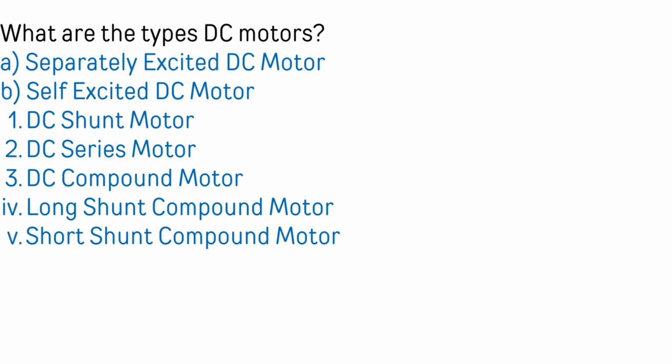The DC compound motors are again classified into two more types. One is cumulative compound DC motor as well as differential compound DC motor. In cumulative compound DC motor, the shunt field winding and series field winding fluxes are added, whereas in differential compound DC motor, the shunt field winding flux and series field winding flux are opposing.